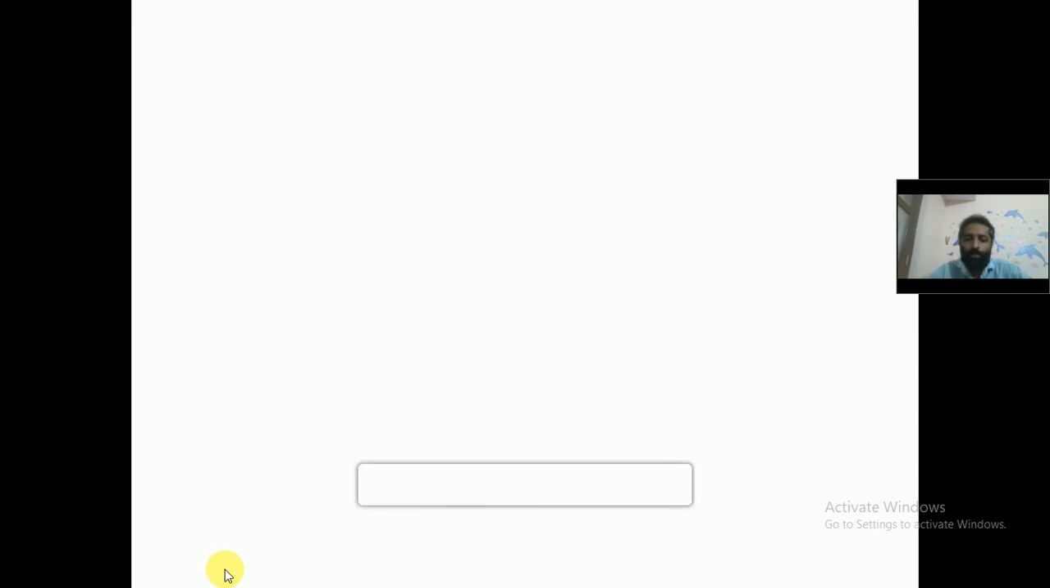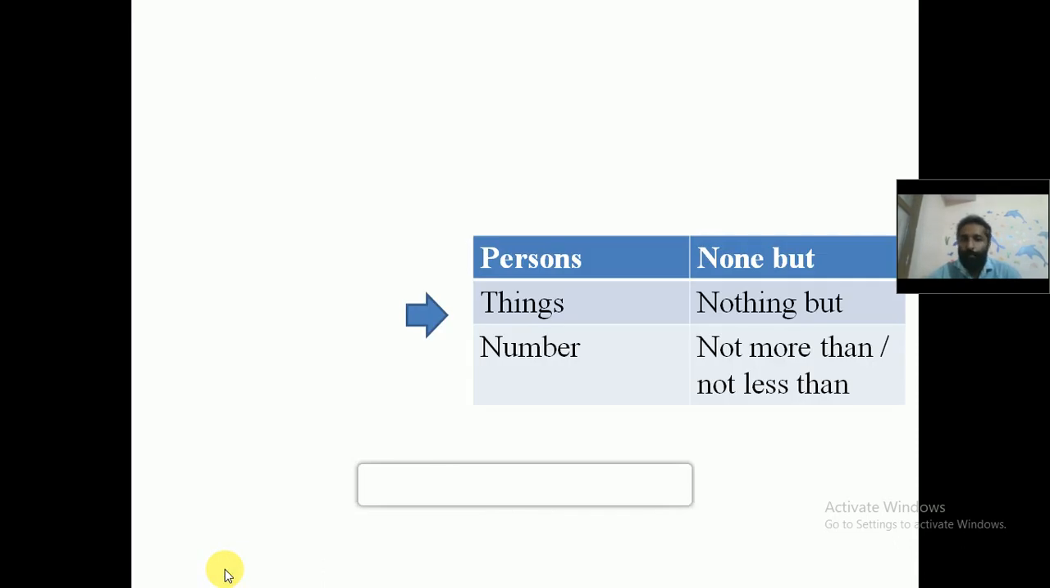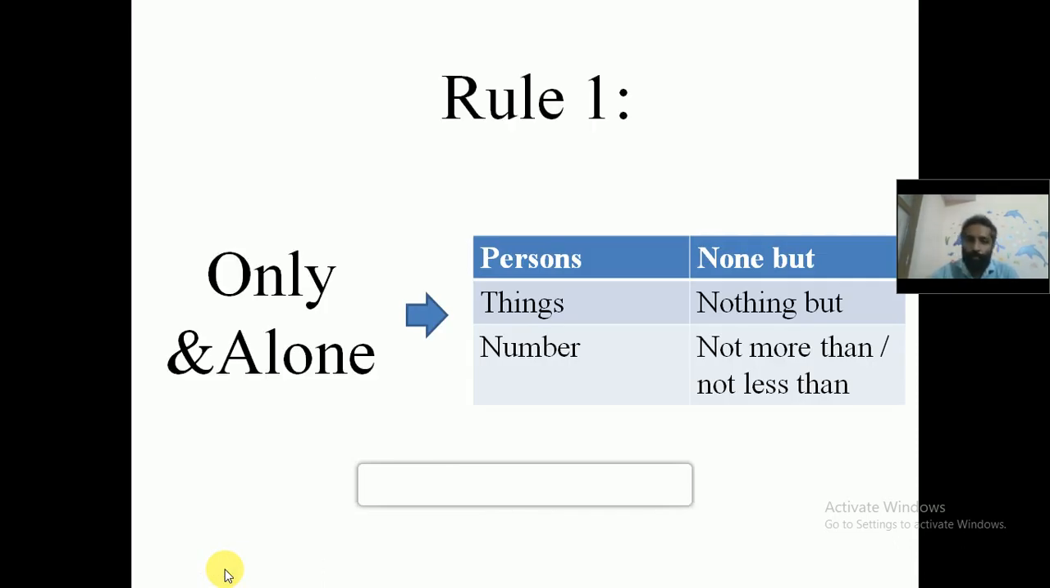Now we are going to see the rules to be kept in mind while changing an affirmative sentence into negative sentence. In total there are 12 rules to be learned. Today we will go through 3 rules. Rule number 1. When the affirmative sentence has only and alone, and if it refers to persons, we'll have to use none but in the negative sentence. If it refers to things, we'll have to use nothing but. If it refers to numbers, we'll have to use not more than or not less than.